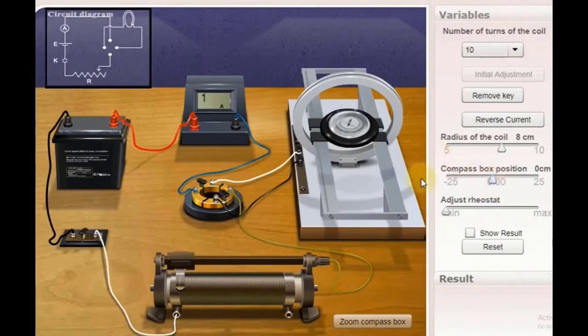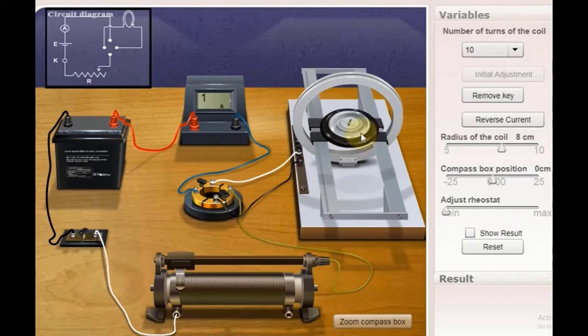So right now it is at 0. So I want to see now, because the current is flowing through the coil, I have this perpendicular component of the magnetic field. Another component of magnetic field is Earth's horizontal component. So because of these two perpendicular magnetic fields, there will be a deflection in the needle.